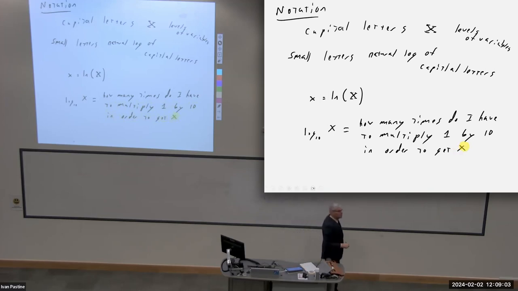Okay. So log to the base 10 of 1 is just 0. I need to multiply 1 zero times by 10 to get 1. Log to the base 10 of 10 is 1. I need to multiply 1 by 10 once to get 10. Log to the base 10 of 100 is 2. I need to multiply 1 by 10 once and then twice to get 100, right? And so on. So fair enough, that's just the definition of it.